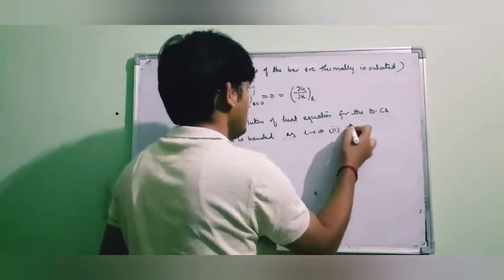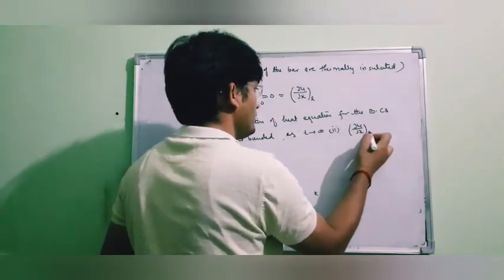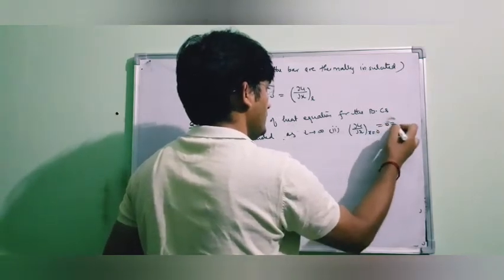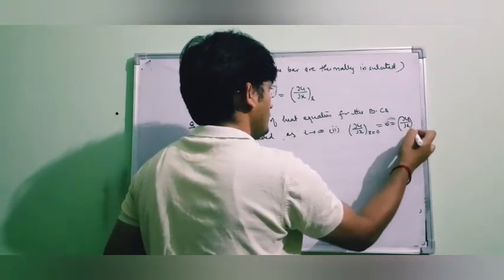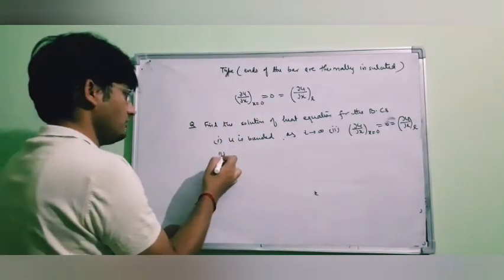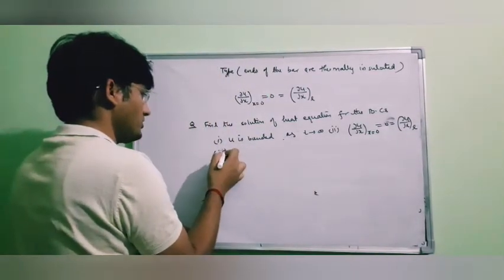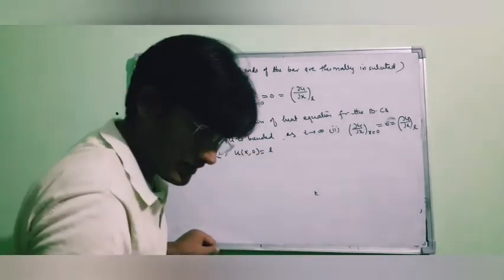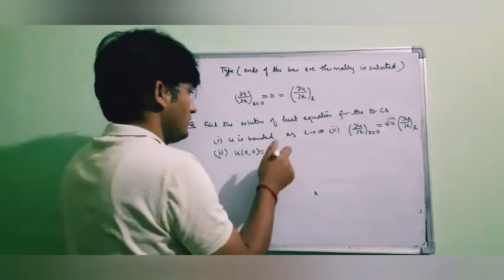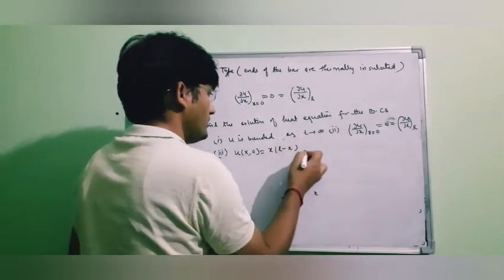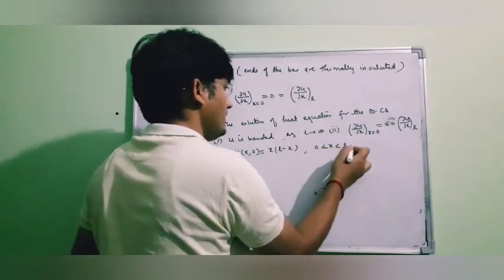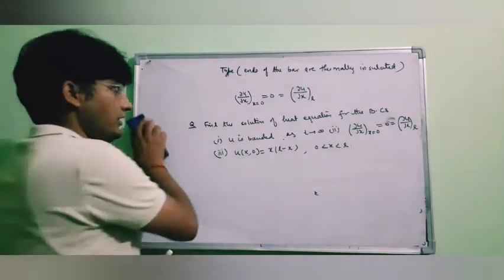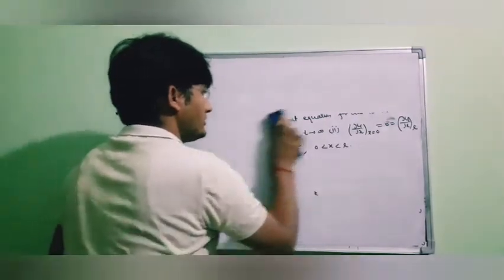The second condition is your temperature gradient is 0 for both cases, and the third condition is your initial temperature U(x, 0) is equal to x into L minus x, when x is between 0 and L. So let us solve the heat equation with these boundary conditions.